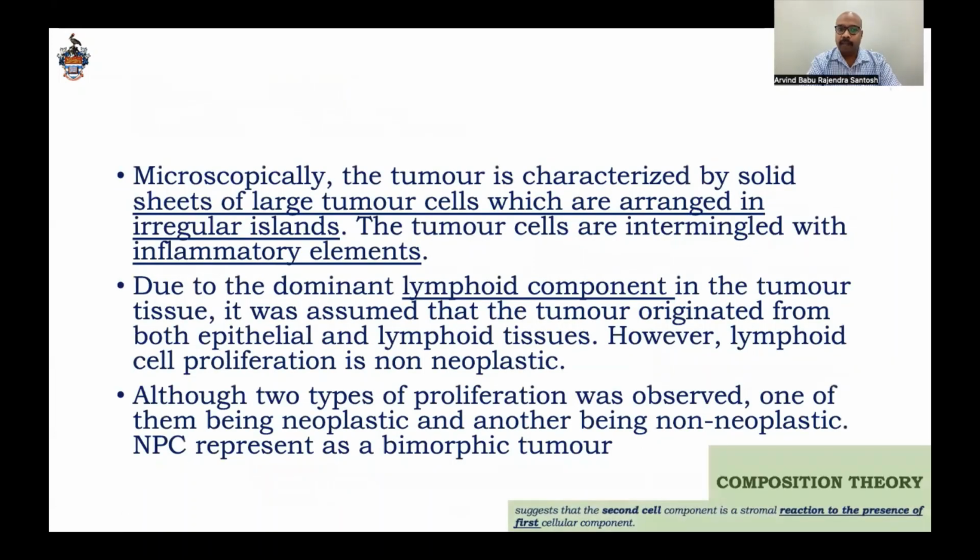Microscopically, the tumor is characterized by solid sheets of large tumor cells which are arranged in irregular islands. The tumor cells are intermingled with inflammatory elements. So one cell population is the tumor cell population, and the second cell population is the inflammatory cell population, which is predominantly a lymphoid component. Initially, people used to think that lymphoid tissue was a derivative and non-neoplastic, right? So two types of proliferation were observed, one being neoplastic and another being non-neoplastic, which in this case is inflammatory. So this supports the composition theory and is a bimorphic tumor and not a biphasic tumor.